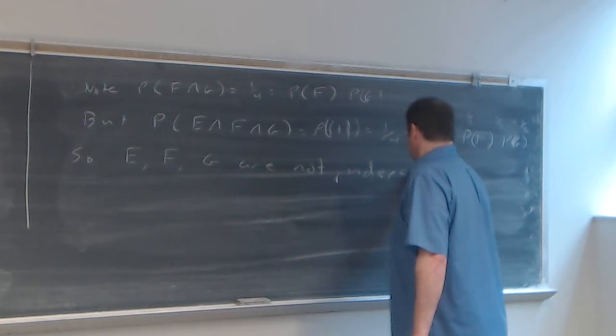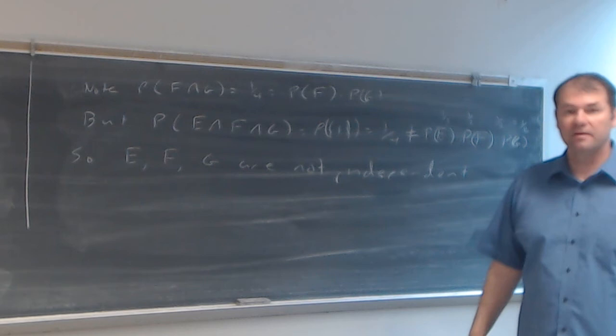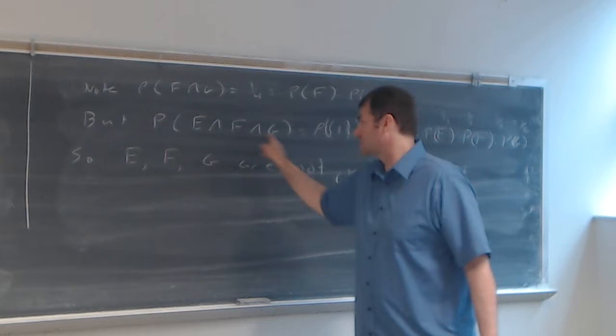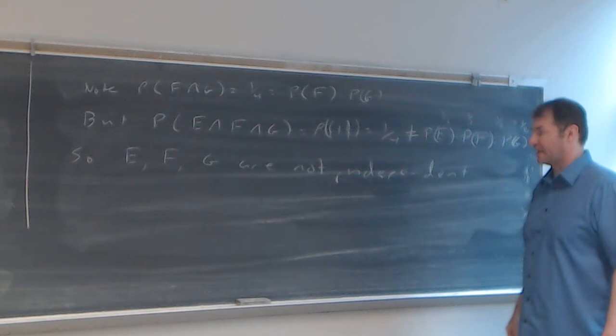Because I could find a subcollection of E, F, and G such that if I take the intersection of that subcollection, it's not equal to the multiplication of the probabilities of each one of them. The probability of the intersection of that subcollection is not equal to the probability of each individual one of them multiplied together.